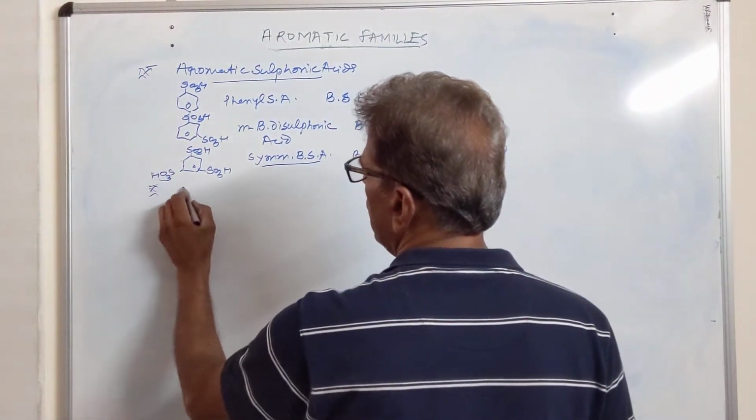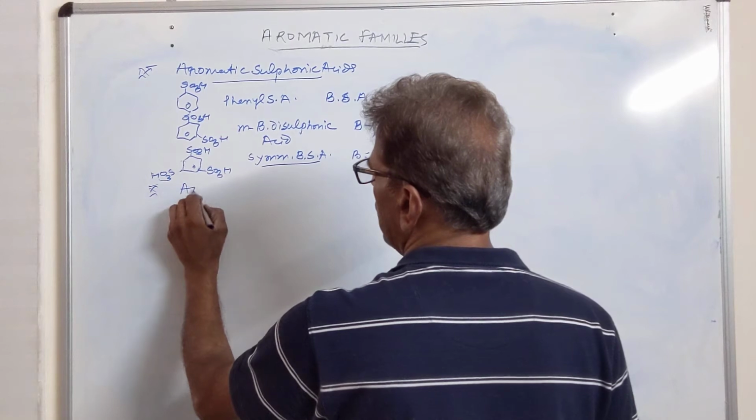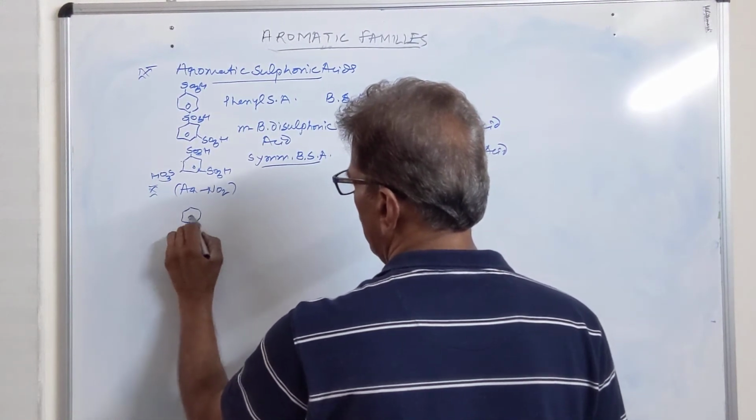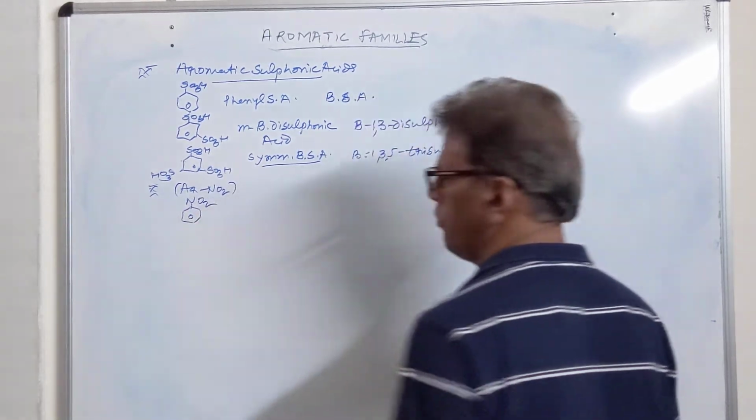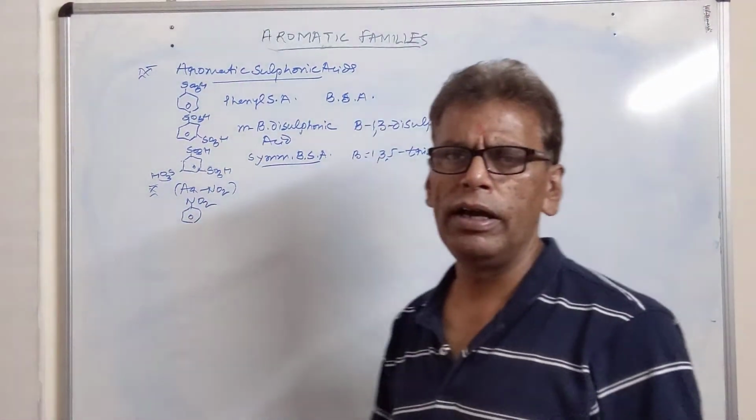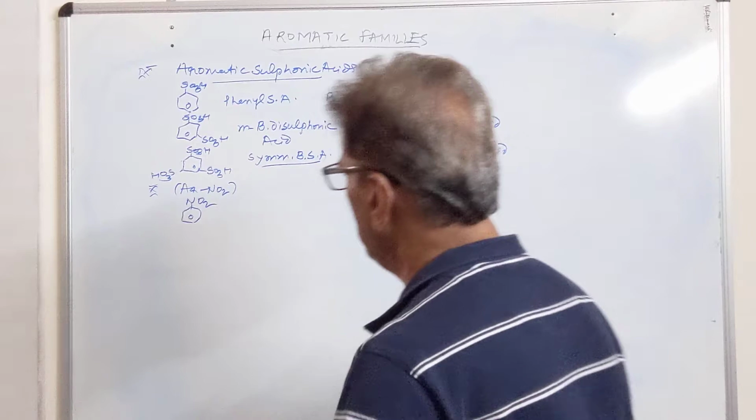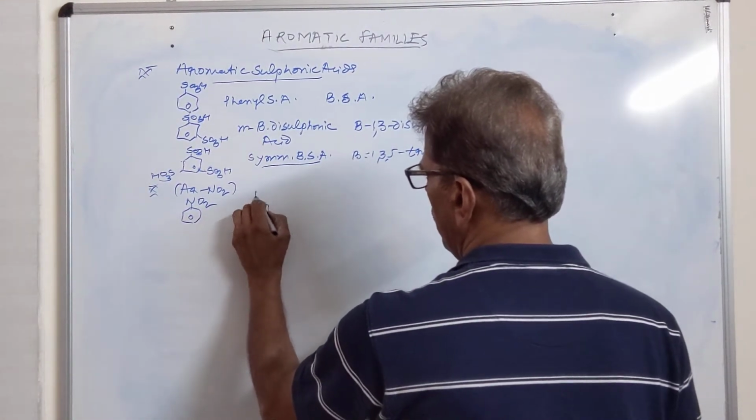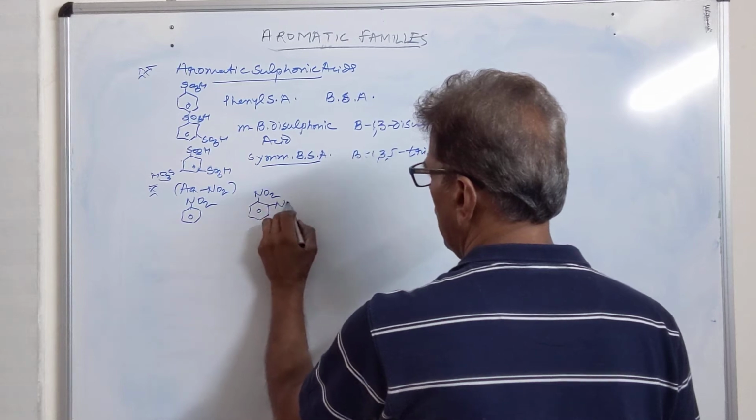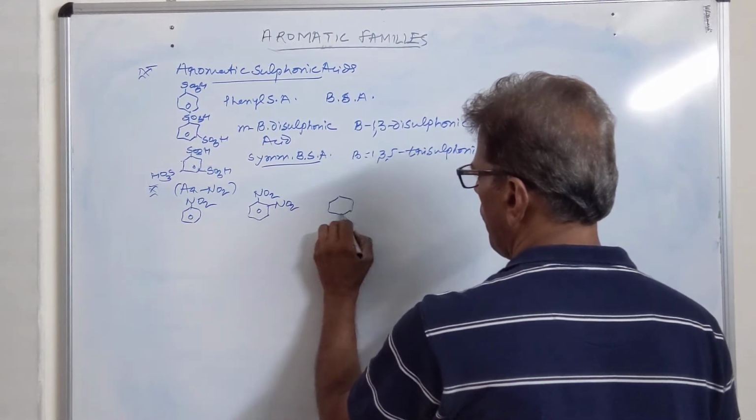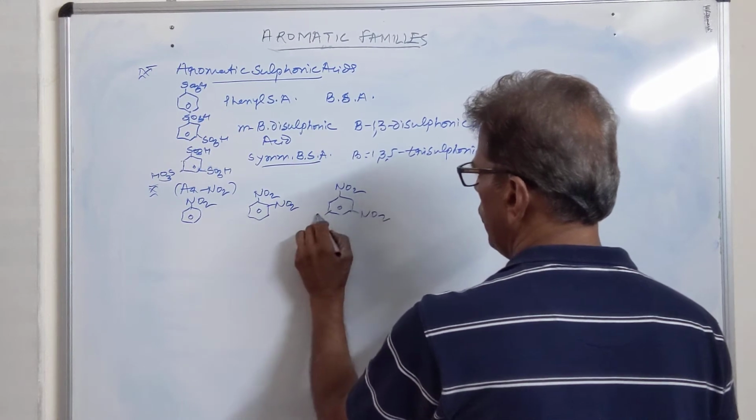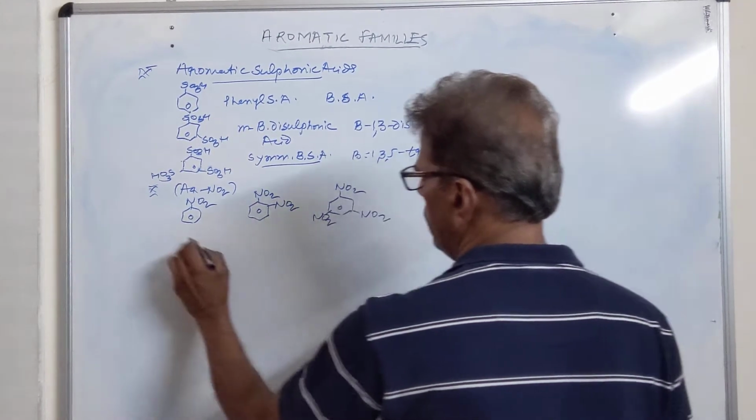Then we have the family of aromatic nitro compounds. They contain NO2 group in benzene ring. Common name is phenyl nitrate. IUPAC name is nitrobenzene. Then we have meta-dinitrobenzene. We have symmetrical trinitrobenzene. It is used as explosive.